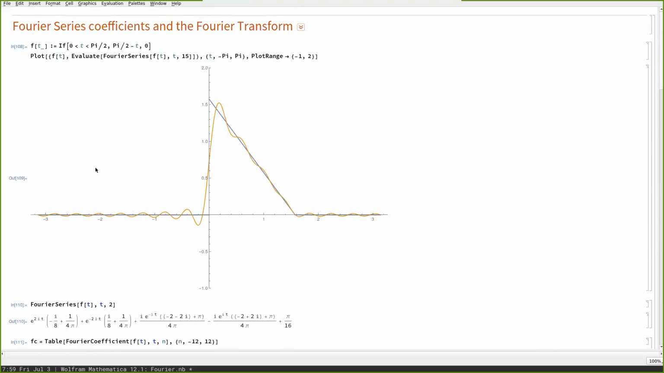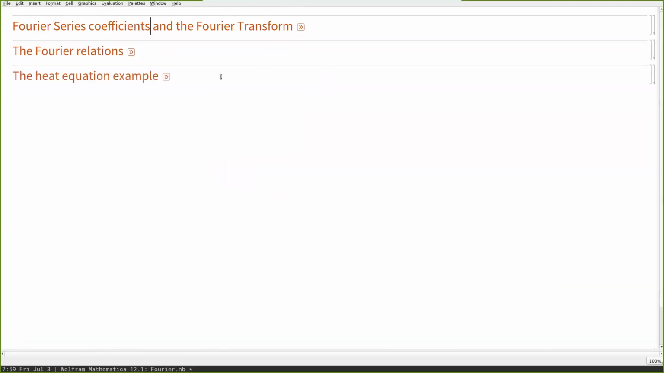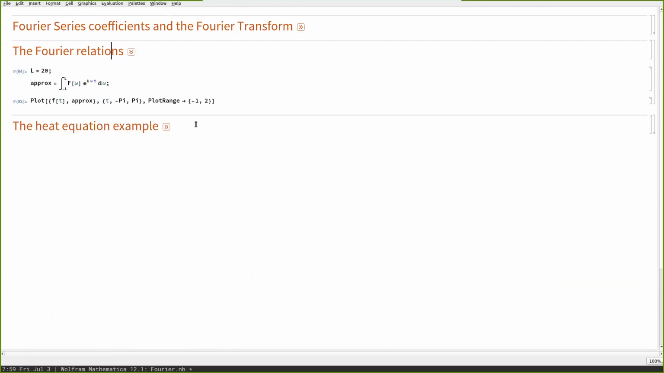Okay, so that's the relationship between the Fourier series coefficients and the Fourier transform. A key property that we've seen are the Fourier relations, which I'd like to visualize here. The Fourier relations say that if I do this integral, which I'm highlighting now, the integral of my Fourier transform times e to the positive i omega t, and if I integrate with respect to omega, I should get back my original function.